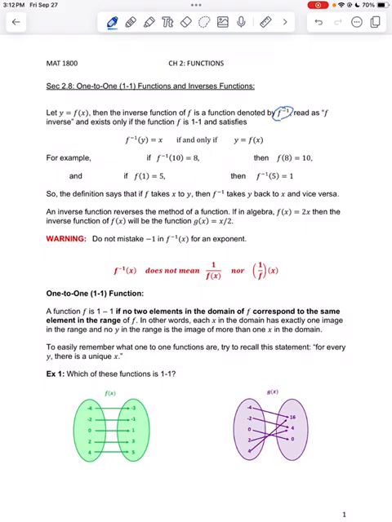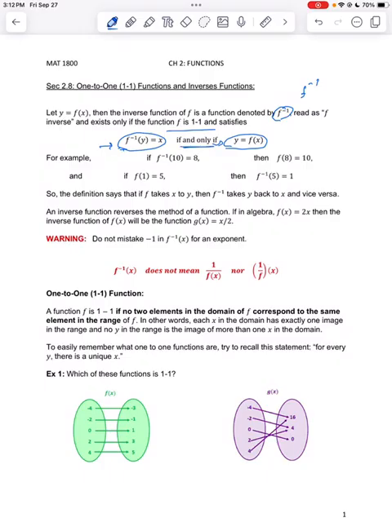We don't read it as f raised to the negative 1. Remember, this is f inverse. And it exists only if the function f is 1 to 1, and then it satisfies that f inverse of y is equal to x if and only if y is equal to f of x, which means whenever you have y is equal to f of x and f of x is a 1 to 1 function, we can write this, and if we see this, then we can write that. That's what if and only if means.